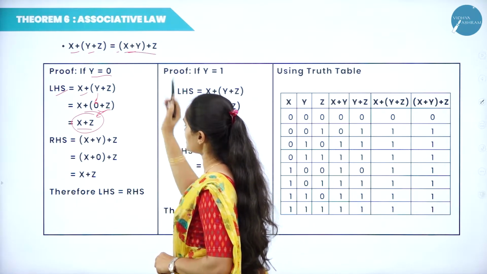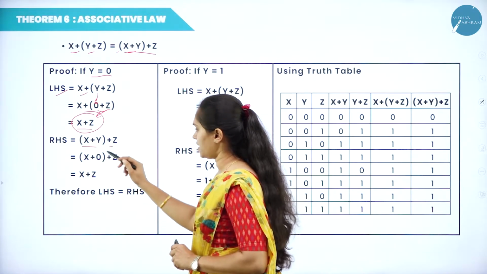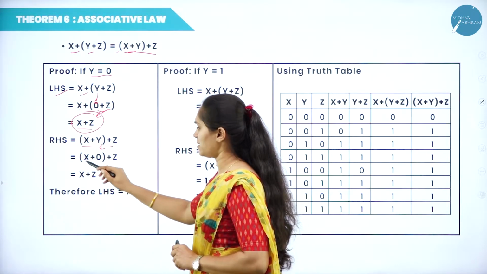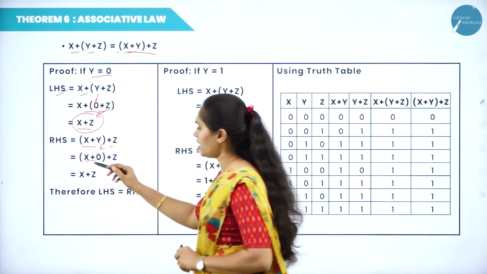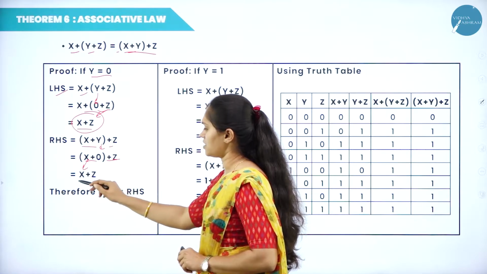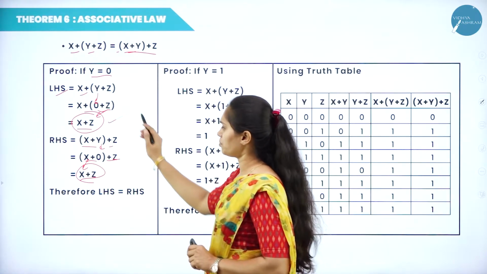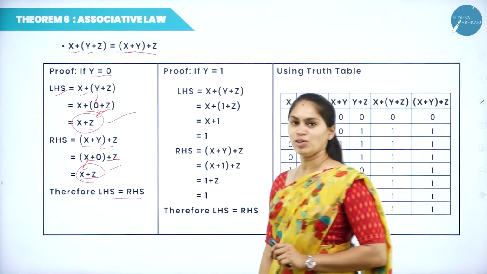Let me consider the RHS now, (x plus y) plus z. In the place of y, put 0, x plus 0. If I add any variable with 0, again I am going to get the same variable, x plus z. So it will be x plus z as a resultant. So we have proved LHS is equal to RHS.